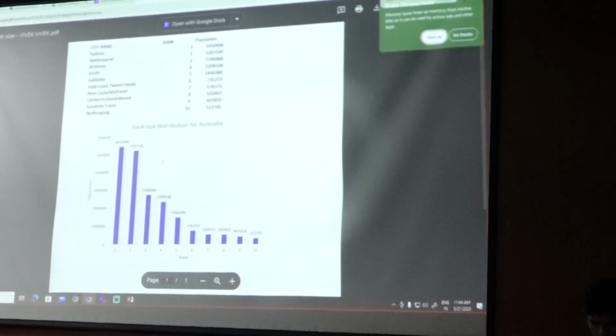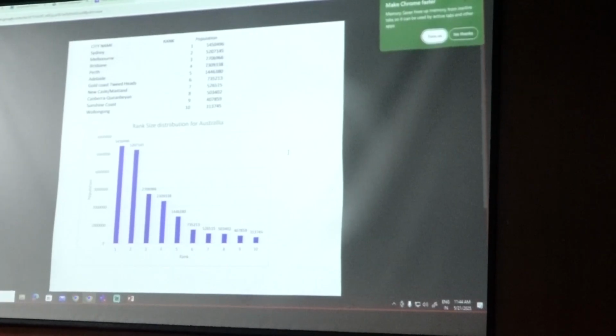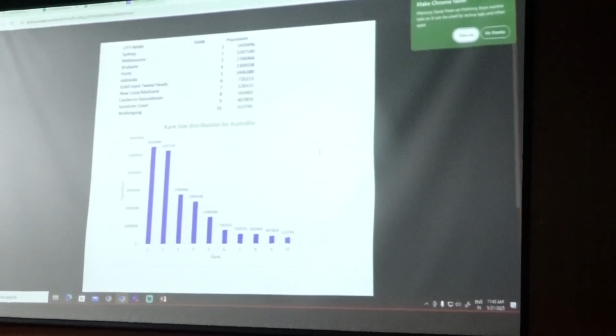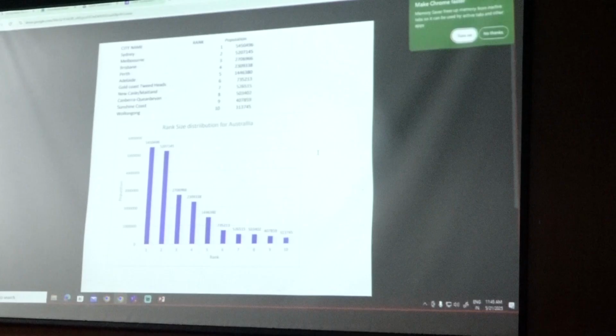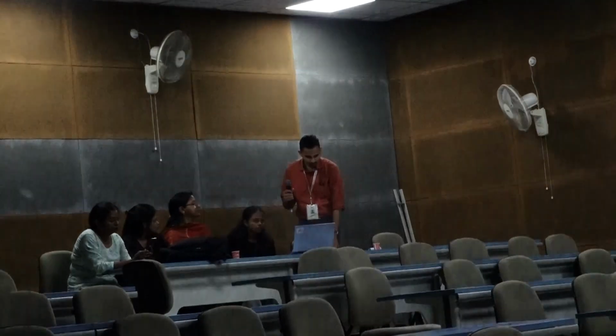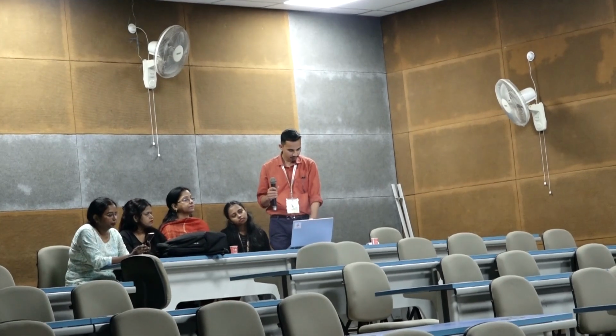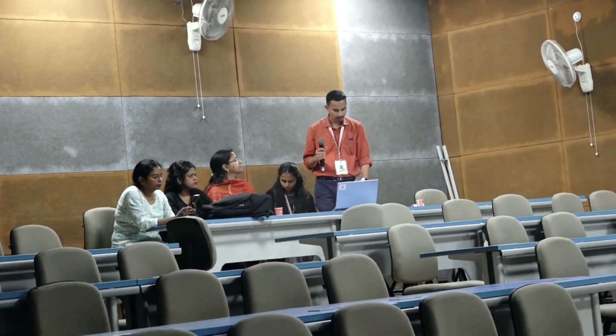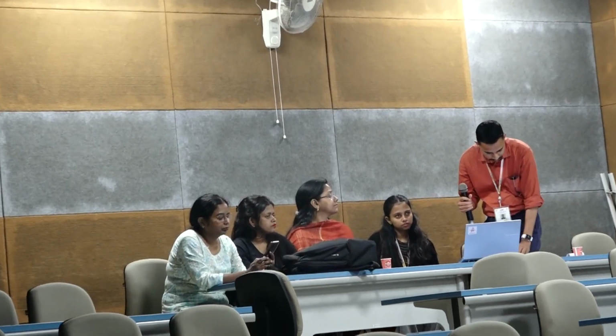Rank size rule is partially applicable. Here in Australia, rank size rule is partially applicable because Sydney and Melbourne have almost equal population, and again Brisbane and Perth also have similar population. There is a small difference, and overall we can see rank size rule is partially applicable, and primate city rule is not applicable here. Okay, good. Thank you very much.